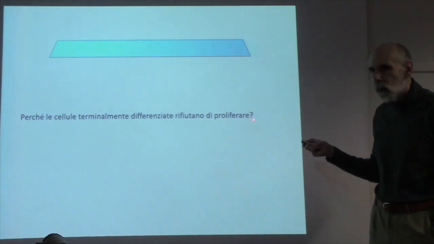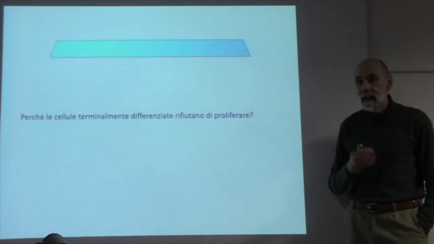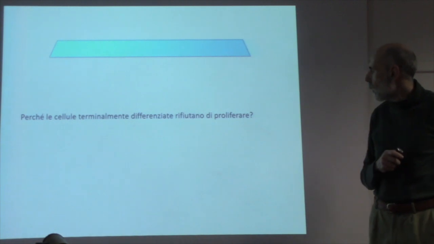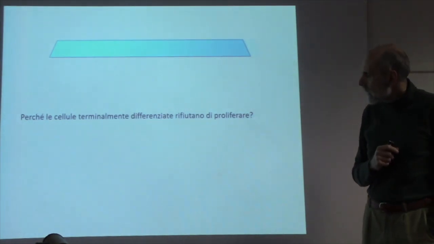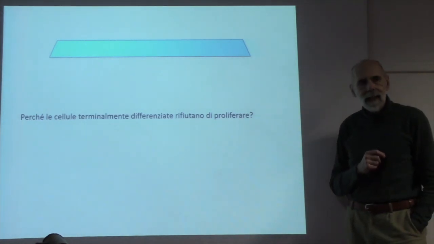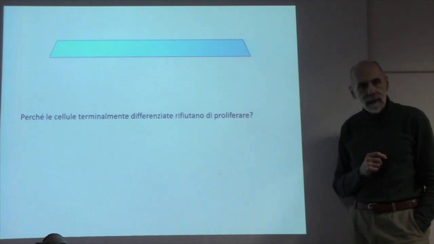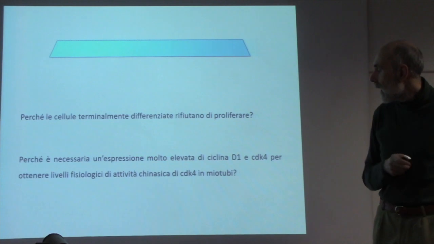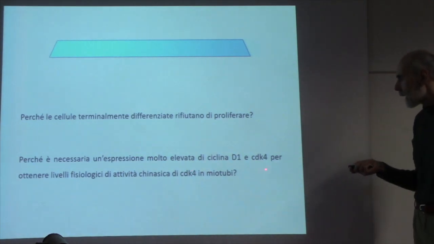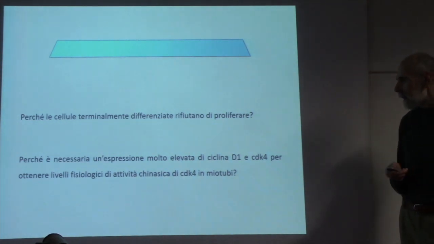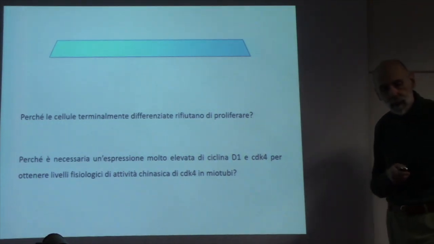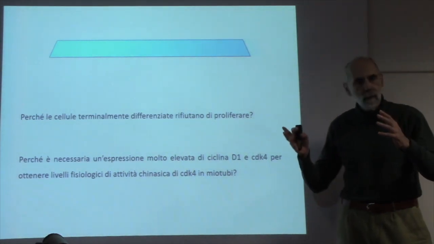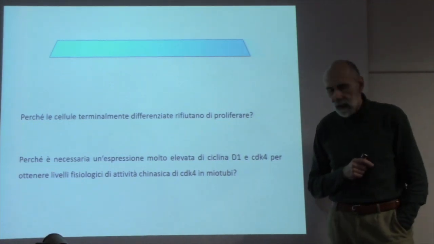Not that this is an unanswerable question, but probably it will take a number, we don't know how many, of steps, a number of sectorial understandings before we can compose a whole picture. So the authors needed, first of all, a better question to start with. And they chose to focus on a rather obvious question that stemmed directly from the results I've shown you. That is, they asked themselves, why is it necessary a very high expression of cyclin D1 and CDK4 to attain physiological levels of kinase activity, of CDK4 kinase activity in myotubes? There was a sort of apparent contradiction between the huge overexpression of the two molecules and the normal levels of kinase activity.